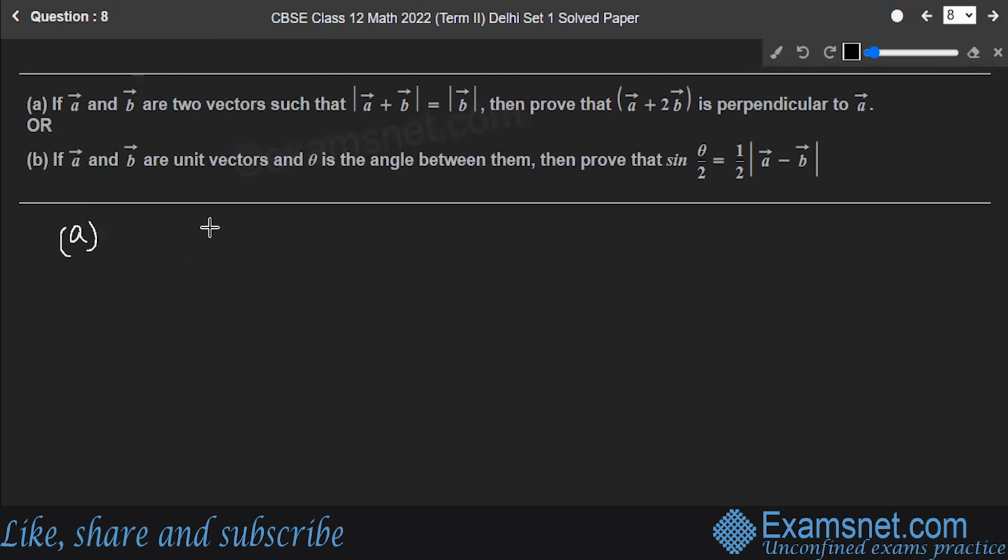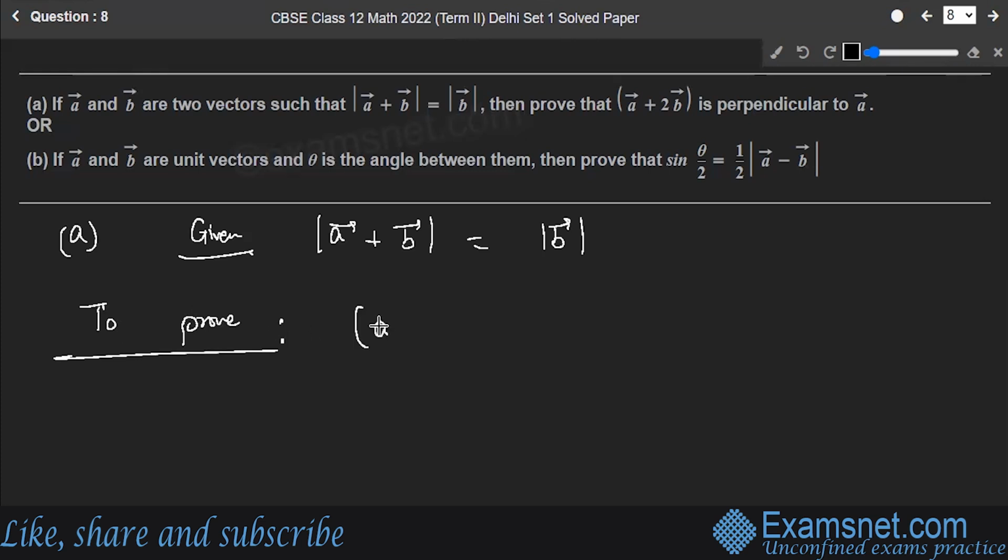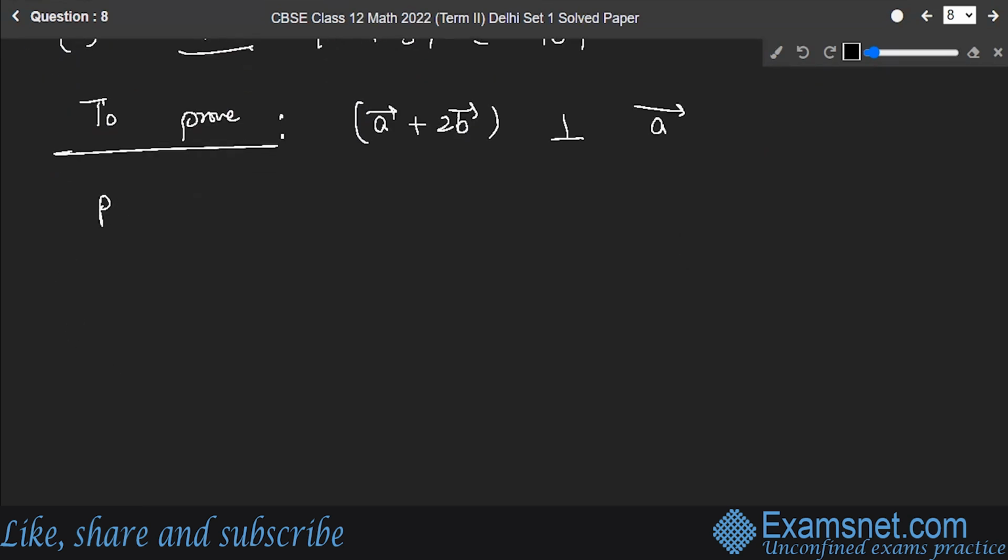So you are given in the question that the magnitude of the sum of the two vectors is equal to the magnitude of the B vector alone, and you have to prove A plus 2B vector is perpendicular to A vector. Okay, so I'll start with this. Let's start with the proof.